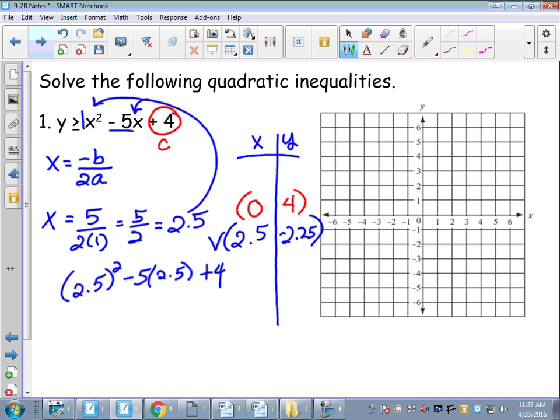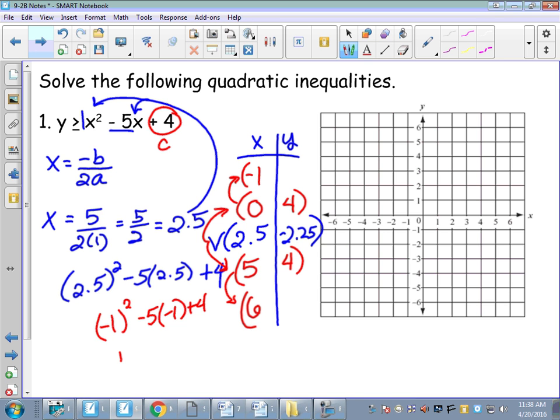To the left of the vertex. And so when I plug in one of those values, it's also going to give me 10.